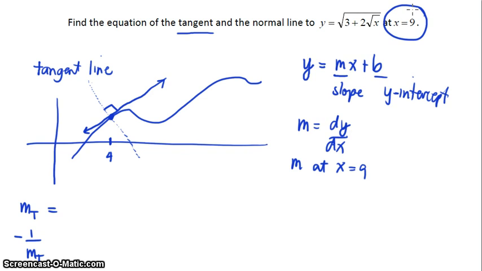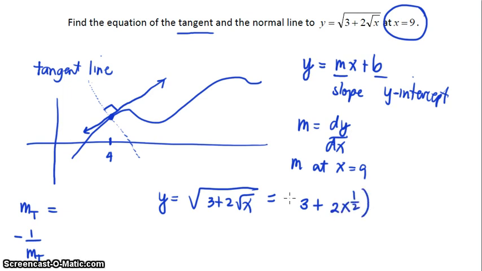So to find the derivative, we get the function y is equal to the square root of 3 plus 2 times the square root of x. It is important that you rewrite the function so that it will be easy for you to differentiate. So this is 3 plus 2x to the 1/2, everything raised to 1/2. Okay, so the square root, that's your 1/2, then you have the 3 plus 2 square root of x, which is x to the 1/2.